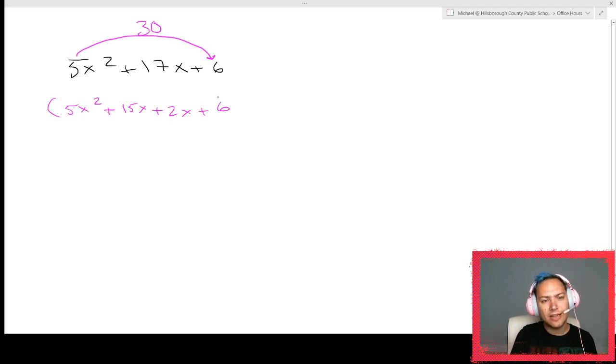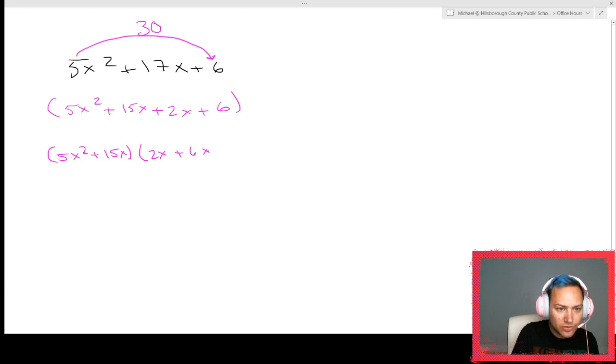And notice what I did. I aligned it so that the 15x goes with the 5x because those things are going to have a GCF. And I aligned it so the 2x and the 6 go together because those are going to have a GCF. So when I factor this by grouping, 5x squared plus 15x and positive 2x plus 6. If there is a negative in front of that 2, you've got to keep that negative with the 2.